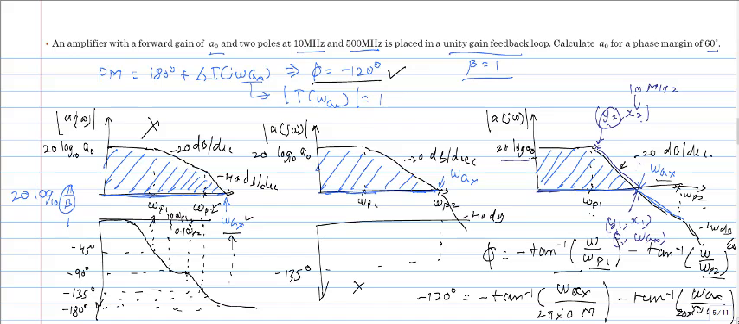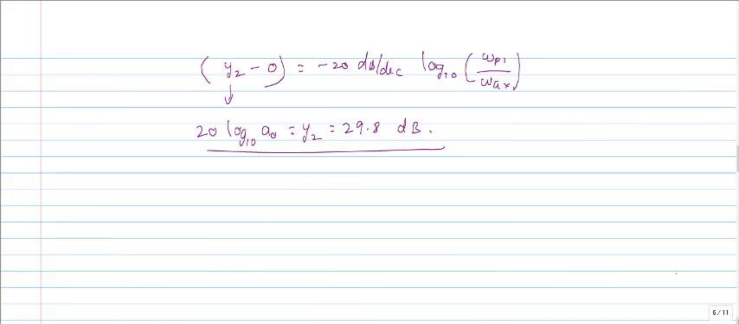So now these two points are basically connected by a straight line, okay, which is having a slope of minus 20 dB per decade. So we know from the basic math that this could be expressed as a kind of line equation, right? So this is nothing but y2 minus y1, where the y1 value is basically 0 dB and the slope is nothing but minus 20 dB per decade, and x2 minus x1, right? So the value of x2 is basically our omega p1.